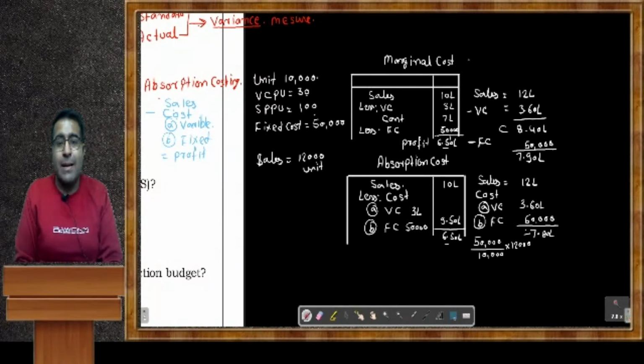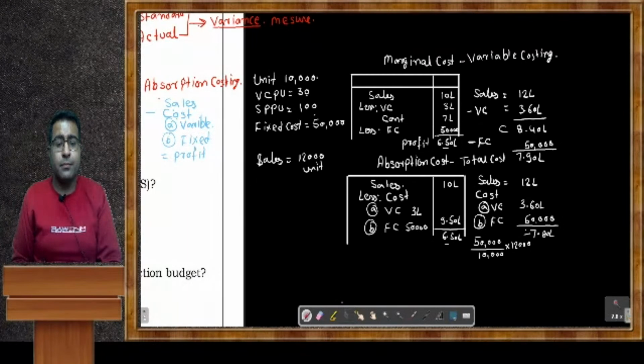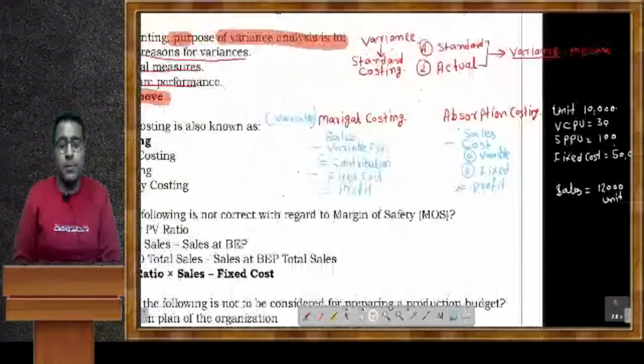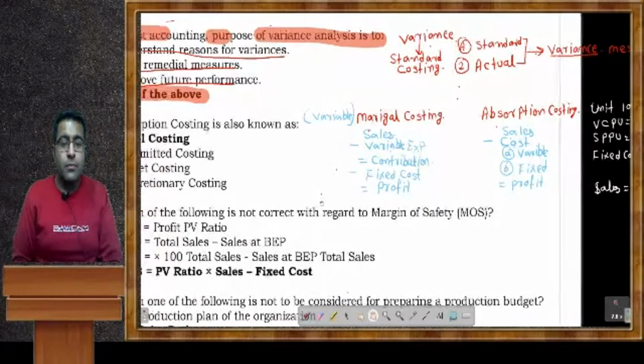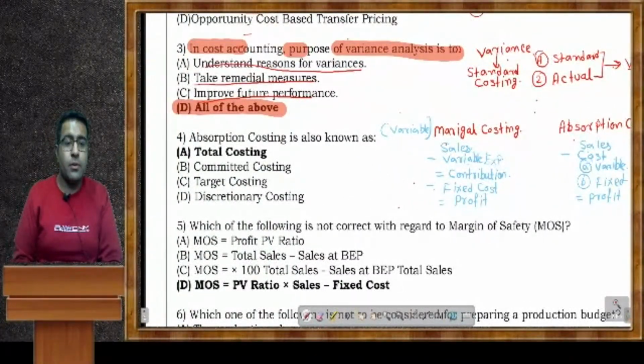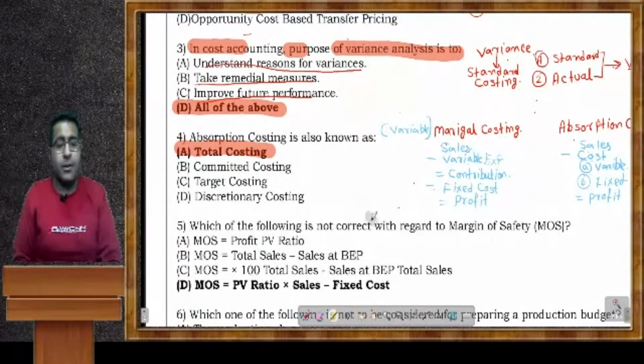So marginal costing is regarded as the variable costing method and absorption costing is regarded as the total cost method. Clear? Just look at what options we have. Options are: first, total costing method; committed costing; target costing; or discretionary. So the answer is total costing method.